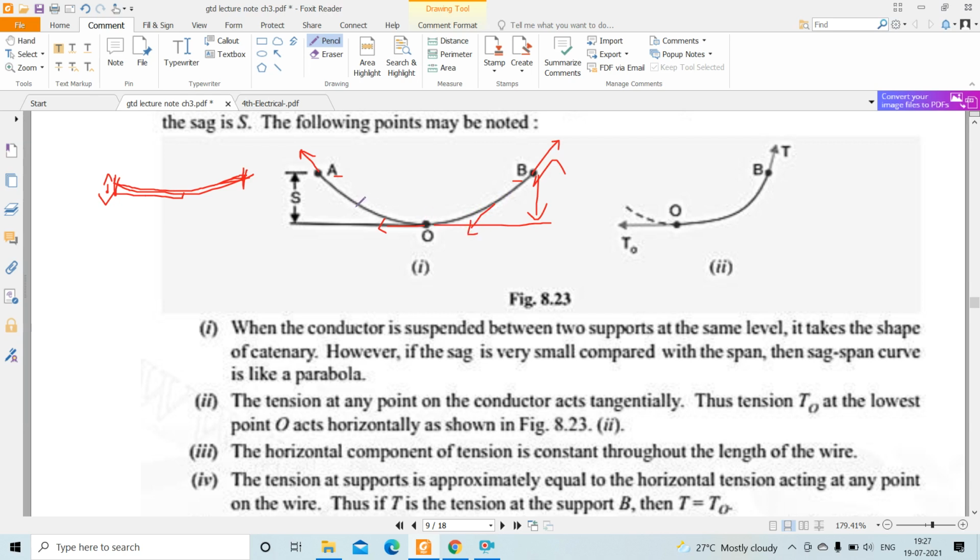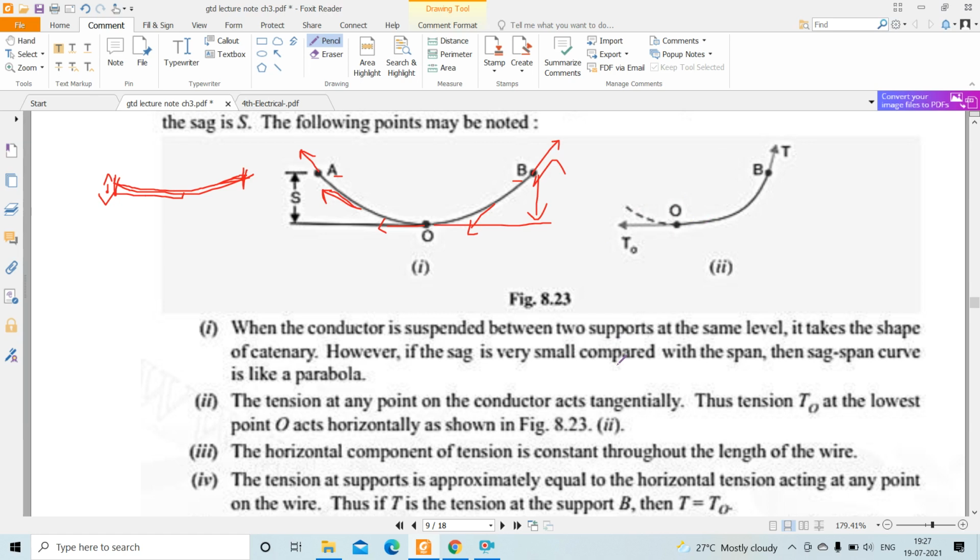Understood or not? The tension is tangential to this conductor. Here the tension T0 at the lowest point O acts horizontally. Except at O, all over the length of the conductor the tension acts tangentially. So the horizontal component of tension is constant throughout the length of the wire.